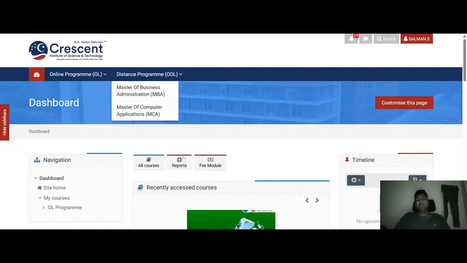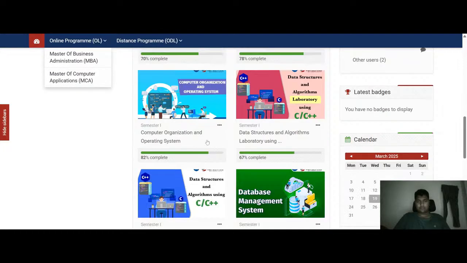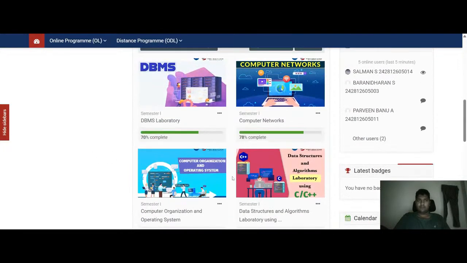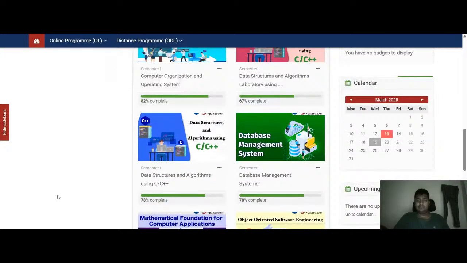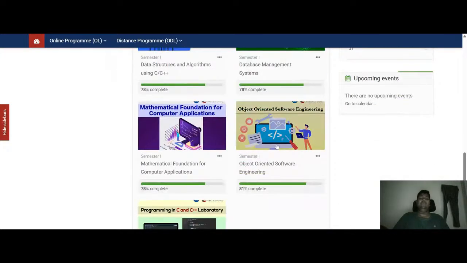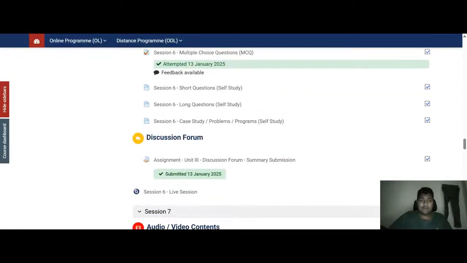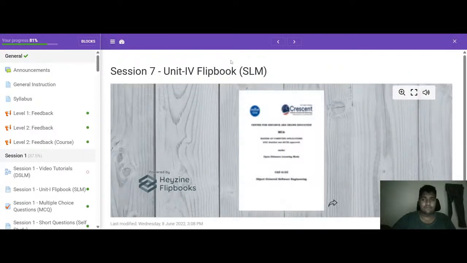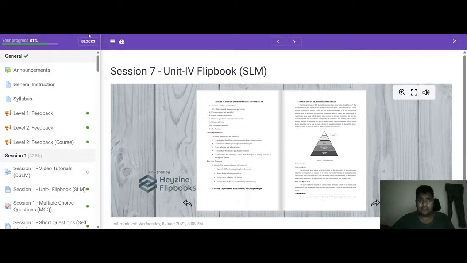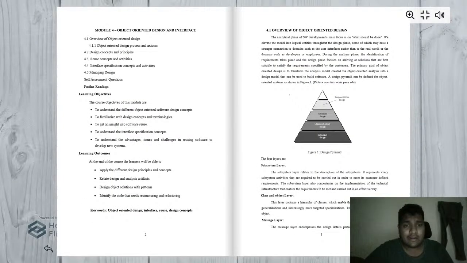Today we will see, after Computer Organization and DBMS, OOSE, Object Oriented Software Engineering, Unit 4 and Unit 5. I will explain the concepts, okay? Object Oriented Design and Interface.